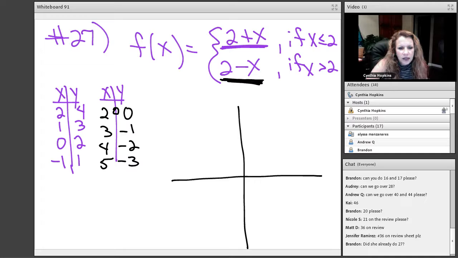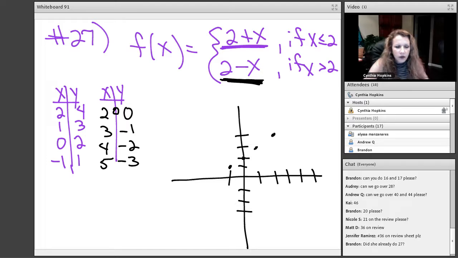Let's see, my x's start at -1 and go up to 5: 2, 3, 4, 5. My y's go from -3 up to +4. Okay, so let's plot our points: 2, 4; 1, 3; 0, 2; and -1, 1.